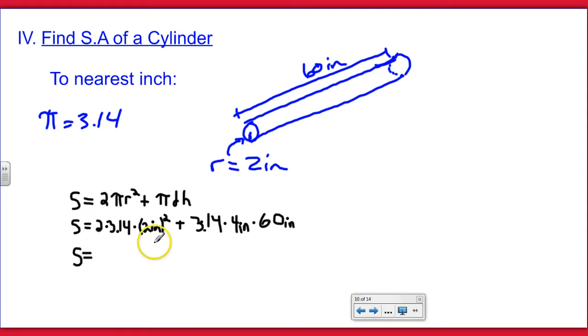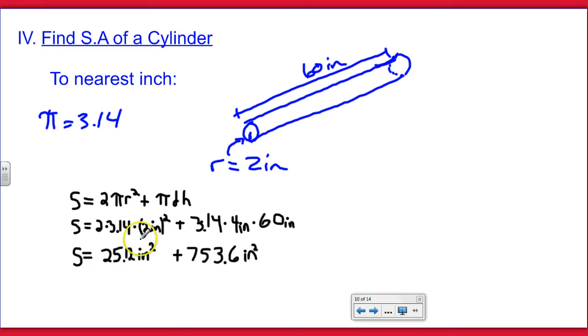Remember, our order of operations tells us, PEMDAS says, multiply before you add and subtract. So we're going to multiply this group, and we'll multiply this group of factors, and then we'll just add those two products up. So go multiply, come back and write your answer down, pause the video.